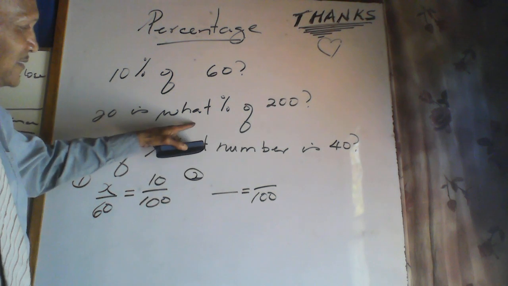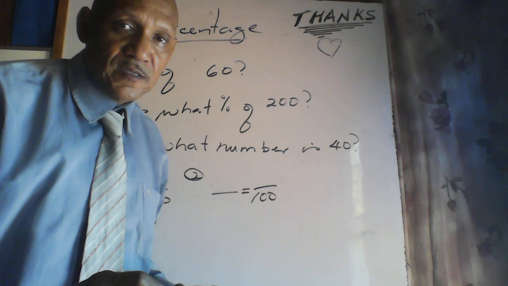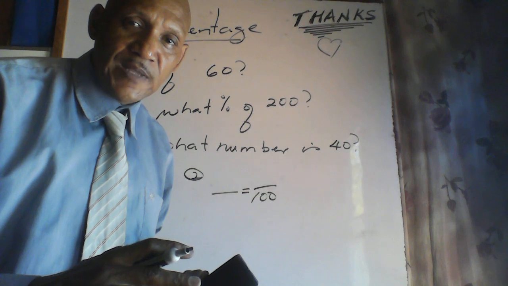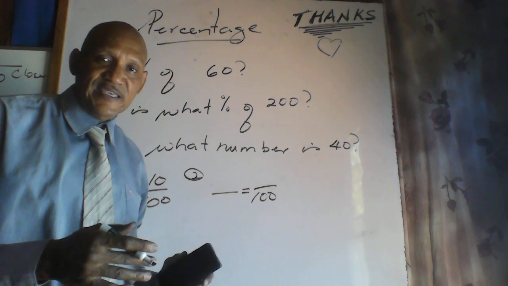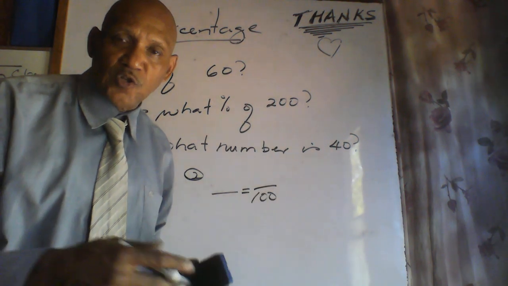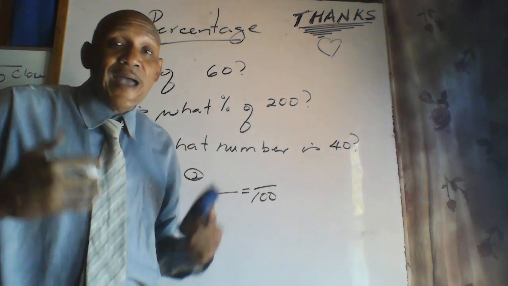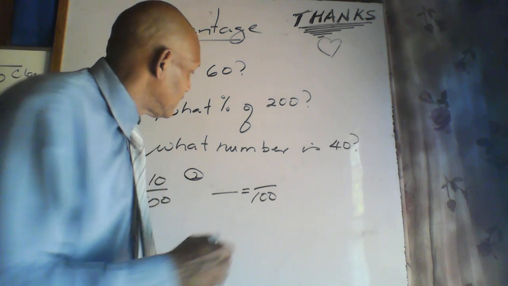20 is what percent of 200? They're trying to find the percent. So we don't know what the percent is. We call it a variable. I call it x. Numbers are variables. A, B, C, D, E, F, G, all the way through Z. They are variables. You could call each one whatever you want. I am just used to calling the variable x.